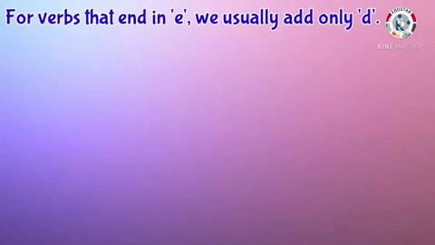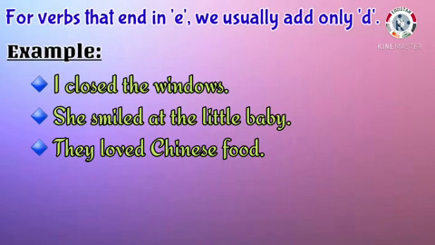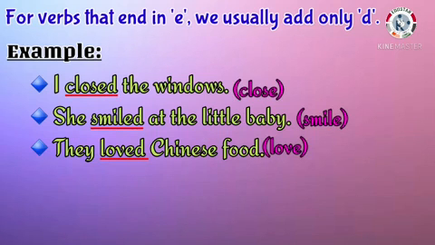Next, for verbs that end in E, we usually add only D. For example, I closed the windows. She smiled at the little baby. They loved Chinese food. Here the verbs close, smile and love end in E, so we have added only D.